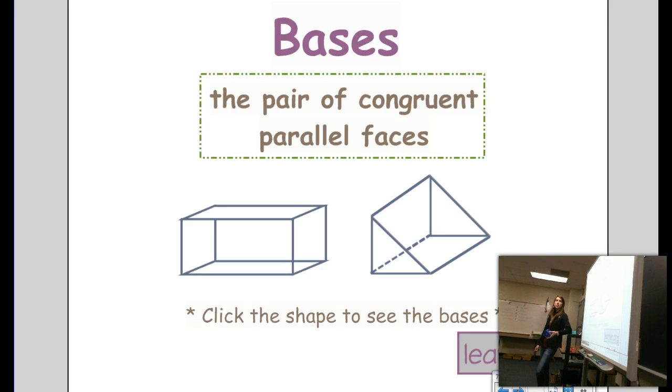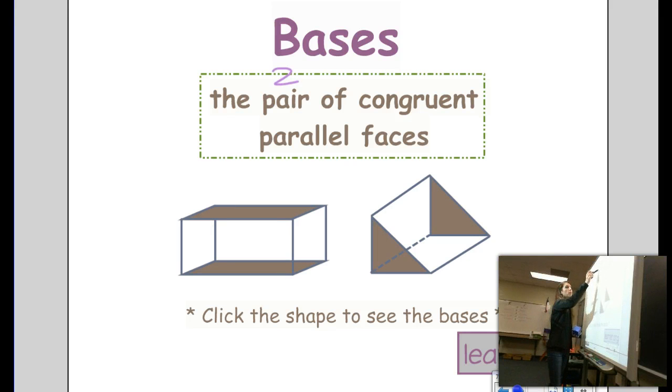Bases, the pair of congruent parallel faces. It's always a pair. What does pair imply? Two. Pair implies that there's two. In a prism, there are two bases.